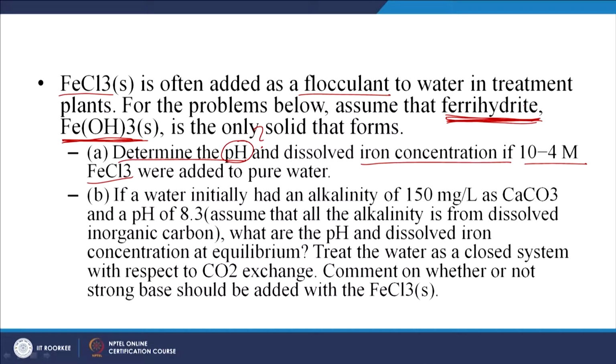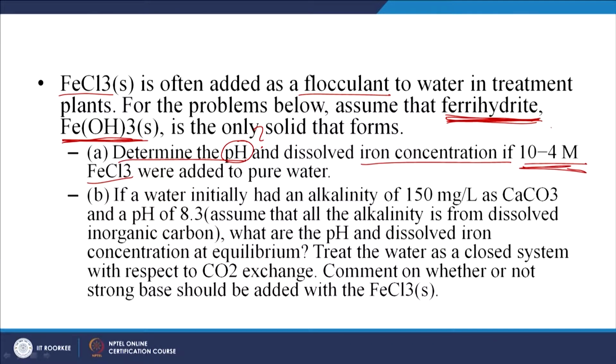So let's say a fraction of this, 10 power minus 4, this is Fe total. Fe total is 10 power minus 4 molar. So we know that Fe total will be in the form of Fe total after it reaches equilibrium in the aqueous phase and also in the solid phase. So here obviously you are also concerned with what is the dissolved iron concentration, as in what is Fe total in the aqueous phase.